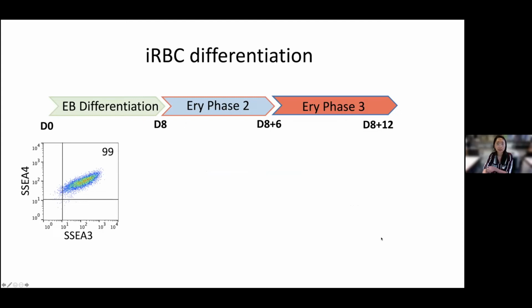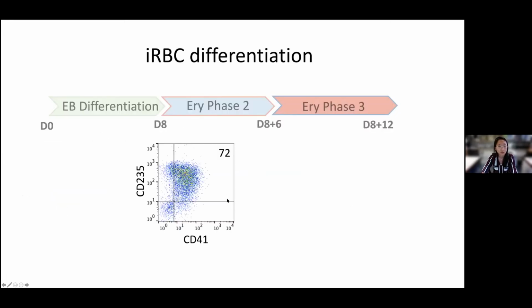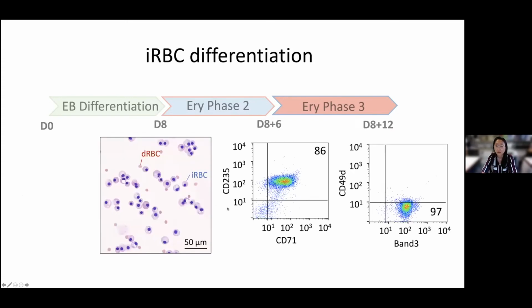It takes about 20 days to go from iPSCs to mature IRBCs. We start out with iPSCs and we do 8 days of EB differentiation where we collect progenitor cells that bud out, which are mostly CD235/CD41 double positive. And then after 12 days of erythroid differentiation, we get really nice orthochromatic erythroblasts, a fairly pure population of these cells, CD235/CD71 double positive and band 3 positive, alpha integrin 4 or CD49D negative.